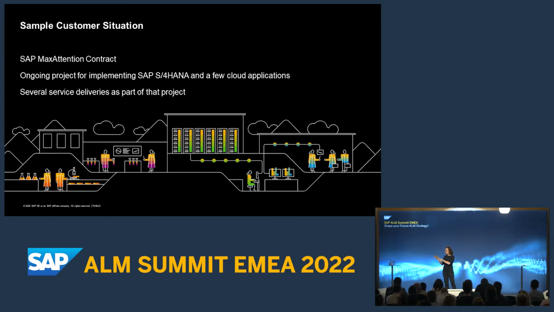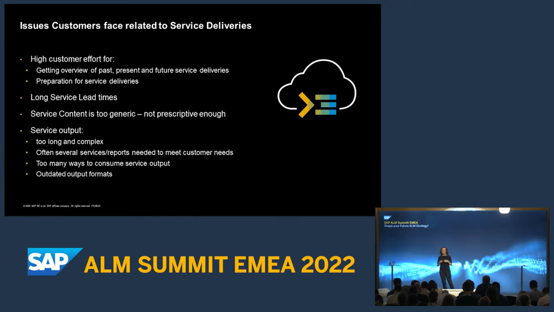We've picked for our sample customer a max attention customer who's implementing S/4HANA, has an ongoing implementation project for S/4HANA, but is also implementing a couple of cloud products. And as part of that project, they already had a couple of service deliveries that were delivered. They have further upcoming service deliveries that will help them safeguard the implementation of their project. Now, what are the things that our sample customer is struggling with when it comes to service delivery?